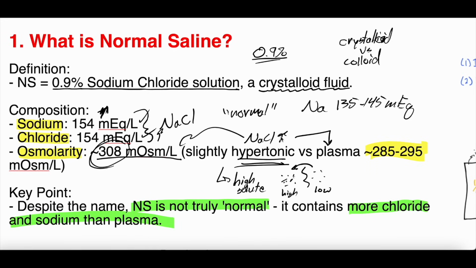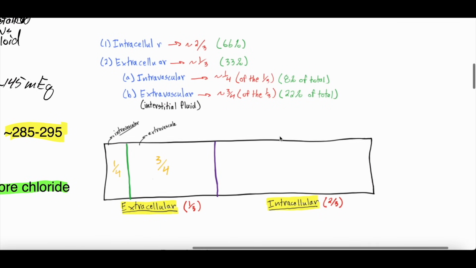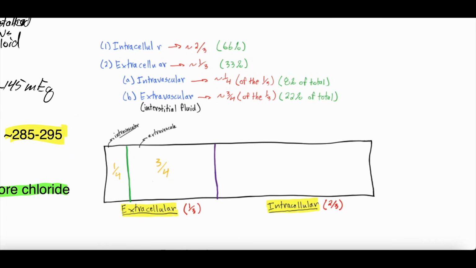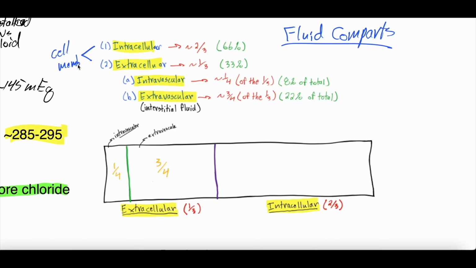So why is this important? Why is this relevant? Well, we're going to go over here to a little graphic, something that we covered, and it looks at fluid compartments. Okay? So fluid compartments in the body involve the intracellular space, the extracellular space. And within the extracellular space, outside of cells, there's the intravascular, inside blood vessels, and extravascular, outside blood vessels, like the interstitial fluid. And these compartments are separated by cell membrane, right, for intracellular versus extracellular.